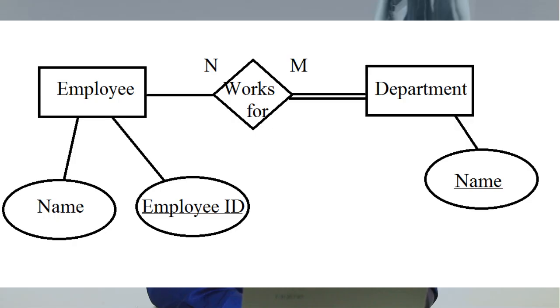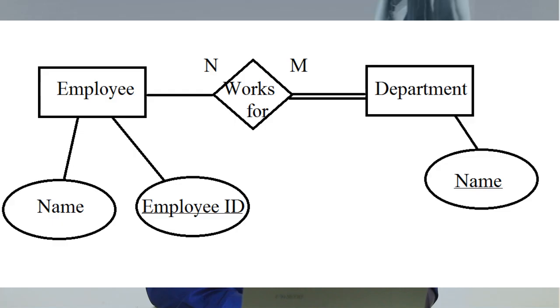Next, we consider relationships. A relationship represents an association among entities. For example, works for represents the relationship between employee and the department. Relationships are shown as diamonds in an entity relationship diagram. And relationships have important properties.